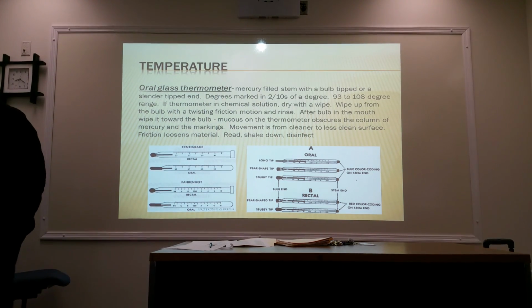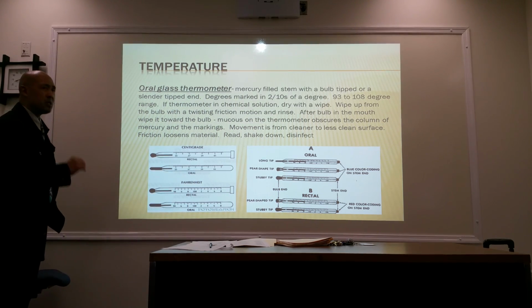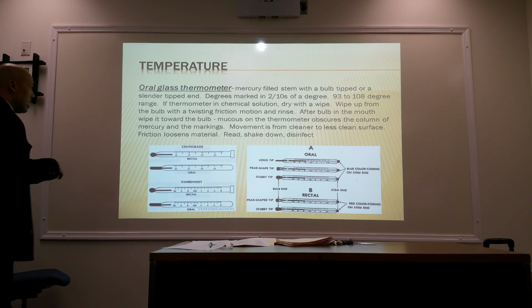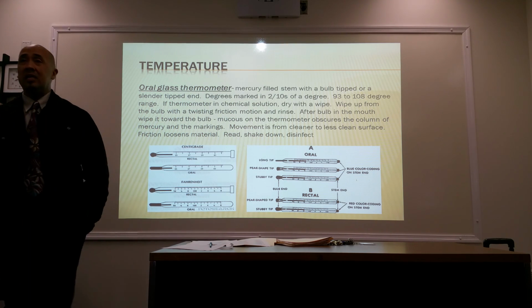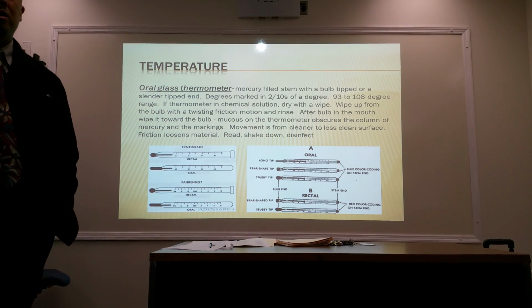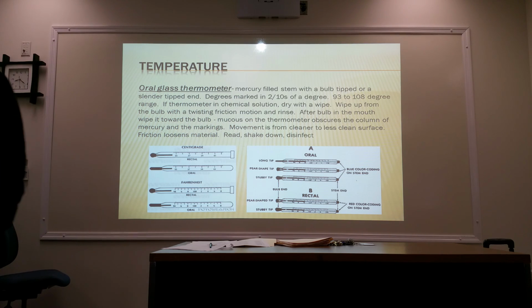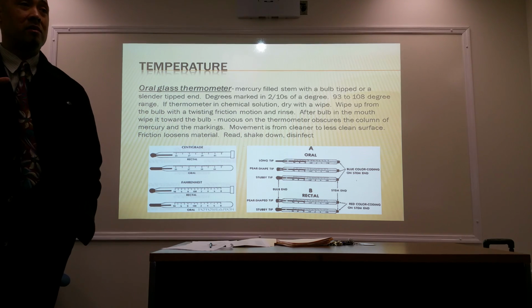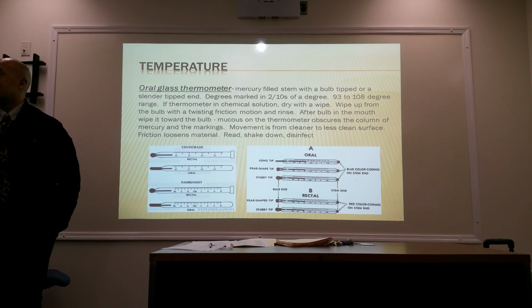This is talking about the glass thermometer. Again, they're not so common nowadays, but we do use them sometimes for rectal temperature readings, especially with infants. One thing that I want you to get out of this is that if you're using a thermometer orally, it is used for oral. If you have one for rectal, it is used for rectal. Do not swap them. Do not interchange them. That's just nasty.